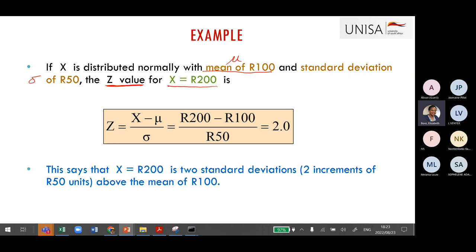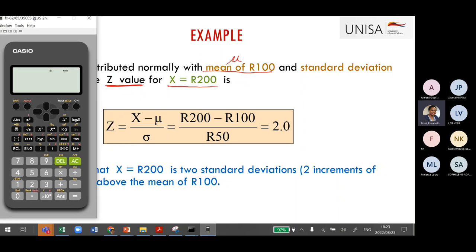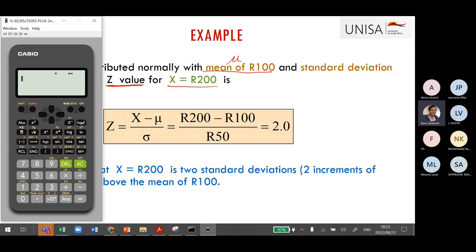I do have an online calculator. Let's hope it's going to work. Depending on the type of calculator that you have, I use a Casio calculator. If you have a Sharp calculator or a normal calculator, the calculator on your phone is still fine. You don't need a fancy calculator to do your module. But it's very important that you invest in your studies. One of the investments is to buy a Casio calculator, because when we come to regression and correlations, you will need something that will simplify your life. I will share that with you when we get to that point.